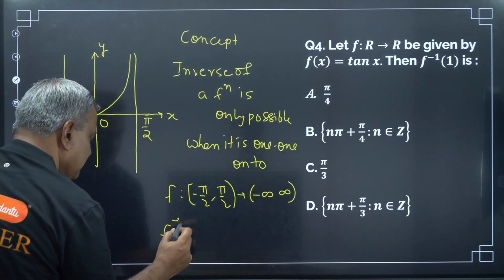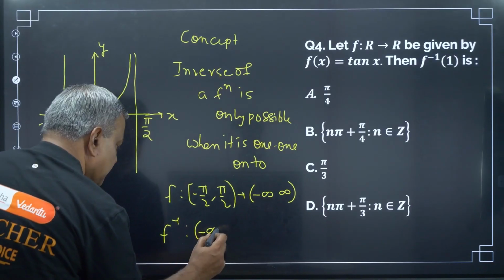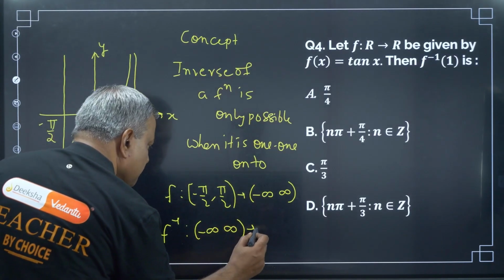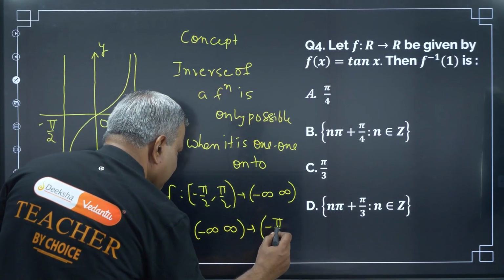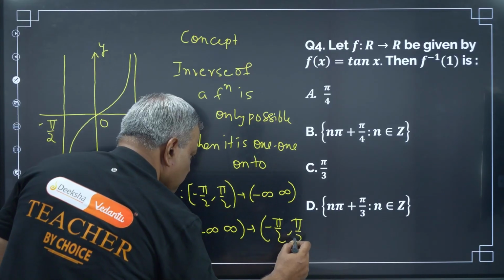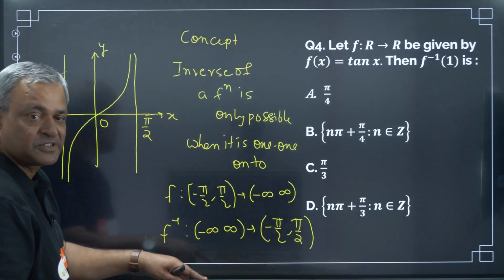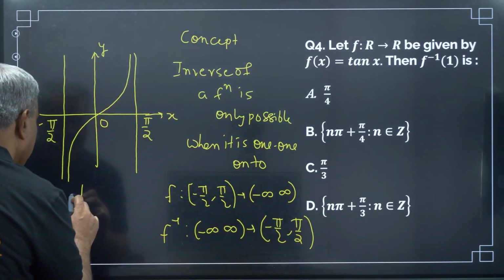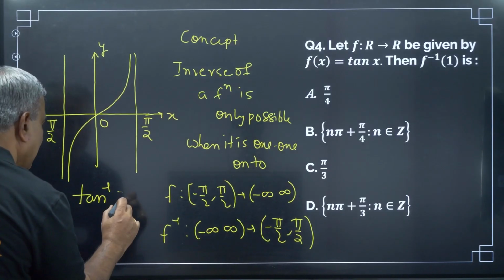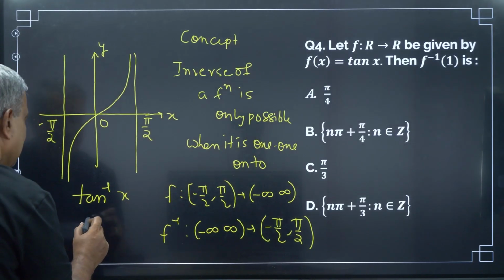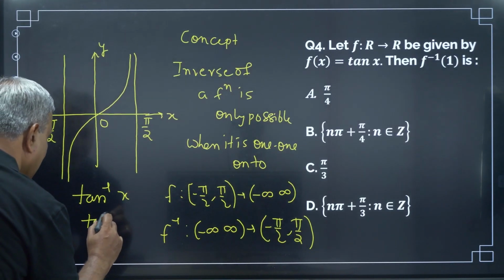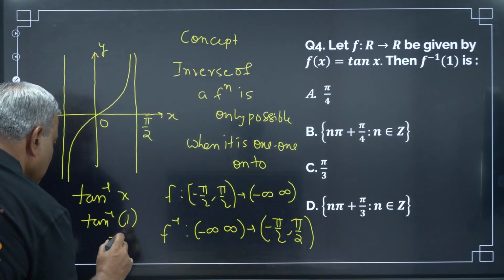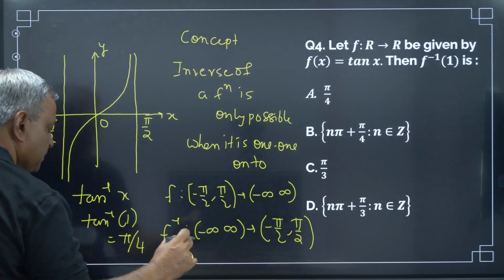If I write f inverse, the domain becomes the range and the range becomes the domain. This is the open interval minus pi by 2 to plus pi by 2. In these circumstances only we can write tan inverse x. So they are asking tan inverse 1. So tan inverse 1 is equal to pi by 4.